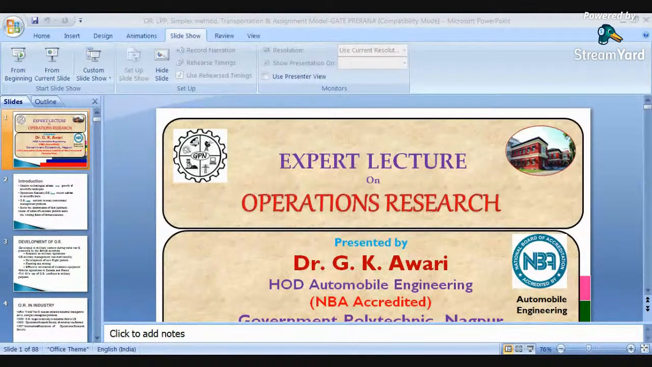We are going to study today only one model, that is LPP. Other operation research techniques are non-linear programming, dynamic programming, heuristic programming, integer programming, algorithmic programming, quadratic programming, parametric programming, probabilistic programming, and search theory. These are the other operations research techniques being used in the industry.